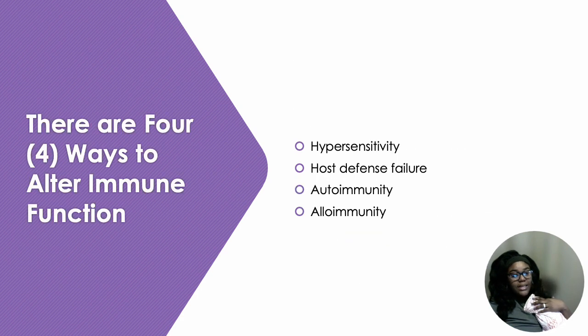So we discussed a lot about what the immune response is supposed to do and the different variations and levels of that immune response. Now we're going to talk about those alterations, and there are 4 specific alterations to the immune response that we'll talk about in this lecture. They are hypersensitivity, host defense failure, autoimmunity, and alloimmunity.